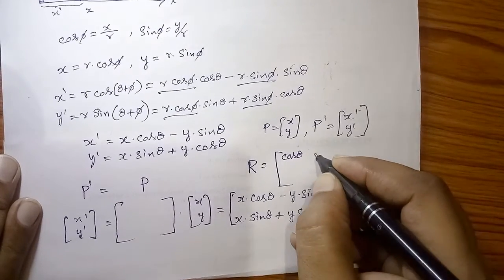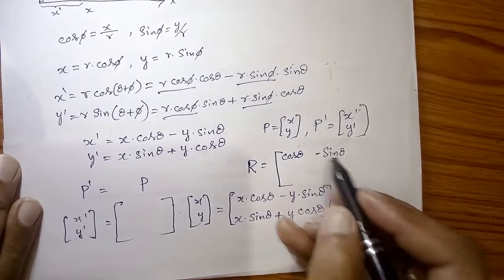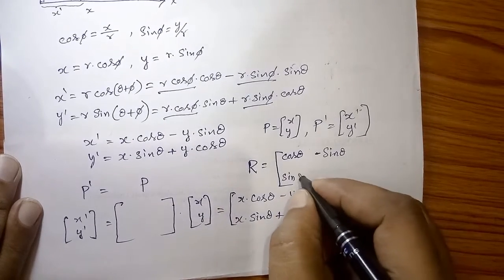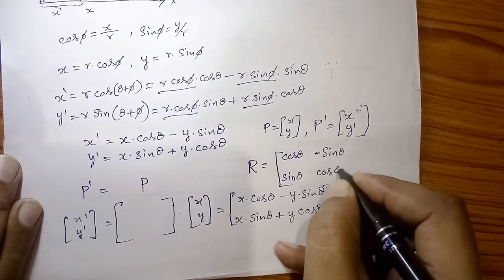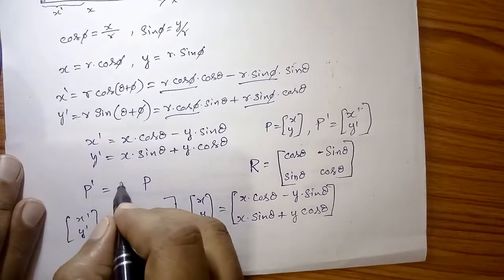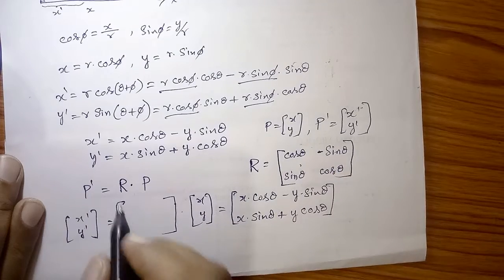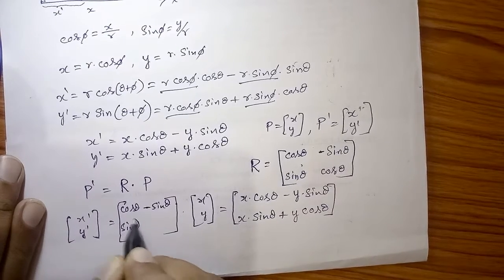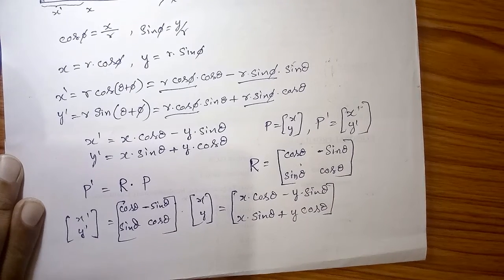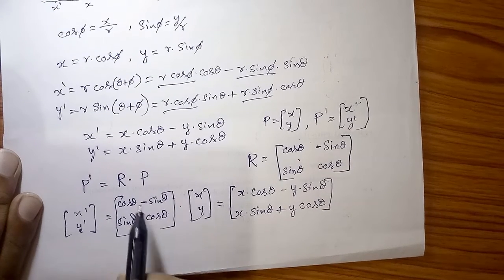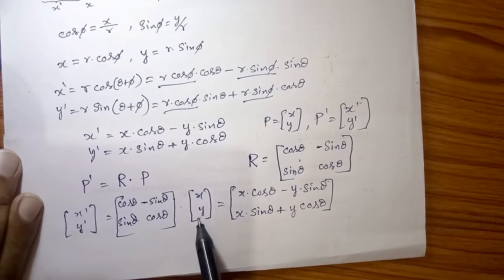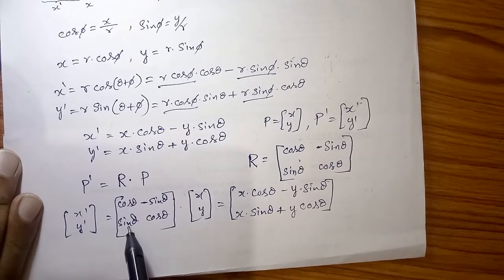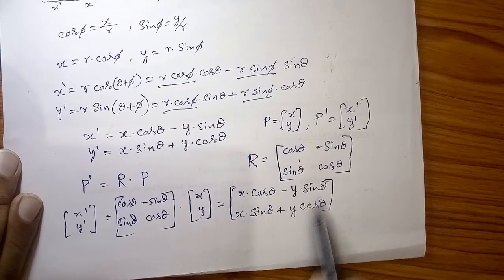So how do I get it? For that I'll take a matrix which is cos theta, minus sine theta. I have taken this as minus because I have a minus sign over here, right? This will be sine theta and this will be my cos theta. So I can multiply this matrix with this matrix and get this. Right, if you see here, cos theta into x is x cos theta plus minus sine theta into y, that is minus y sine theta. That becomes my first row. Again I'll go over here, x into sine theta plus cos theta into y. So this is what I'll get.